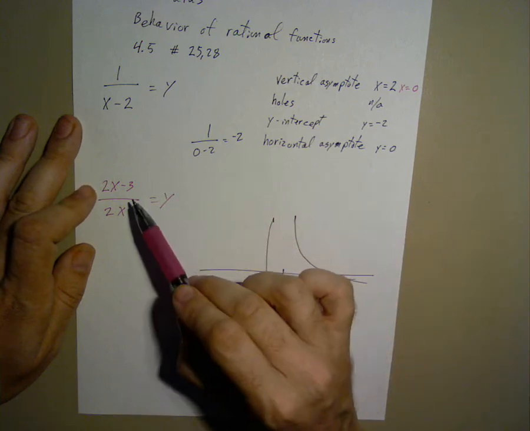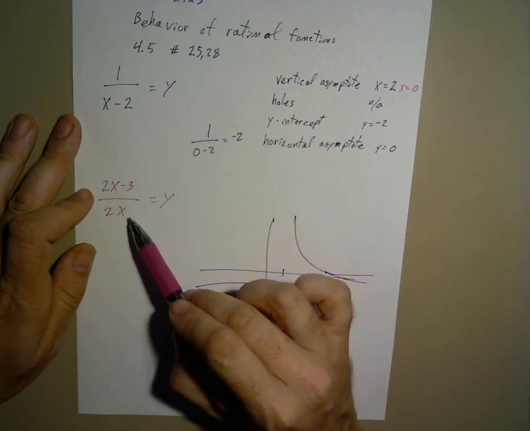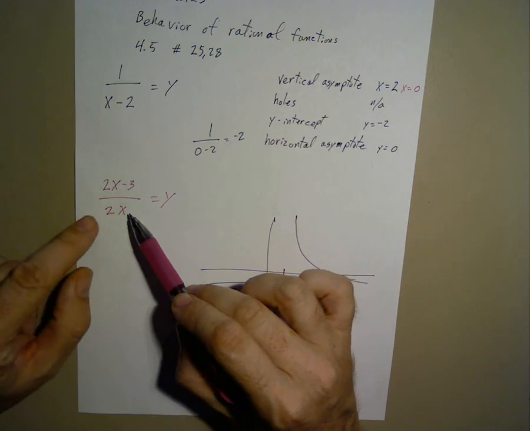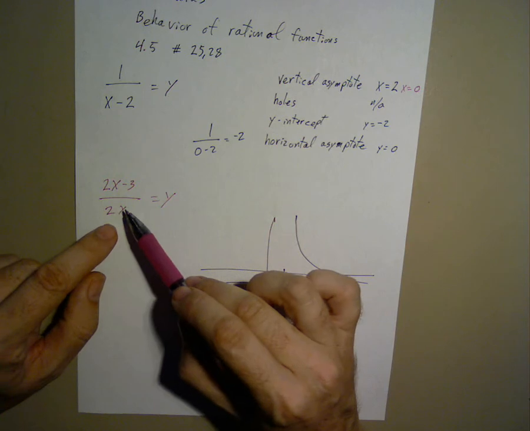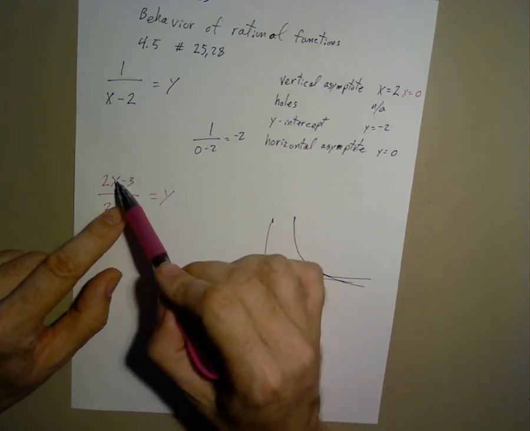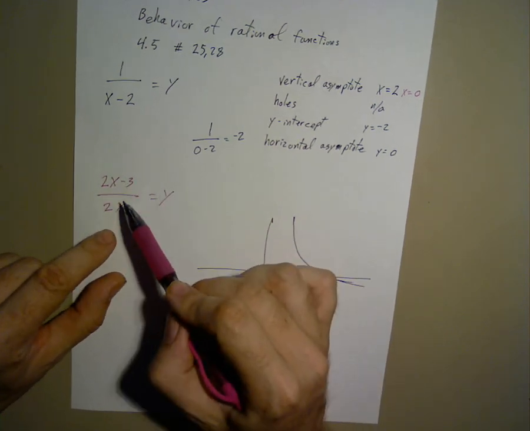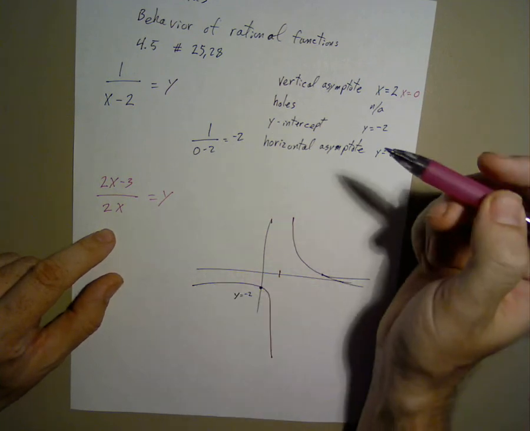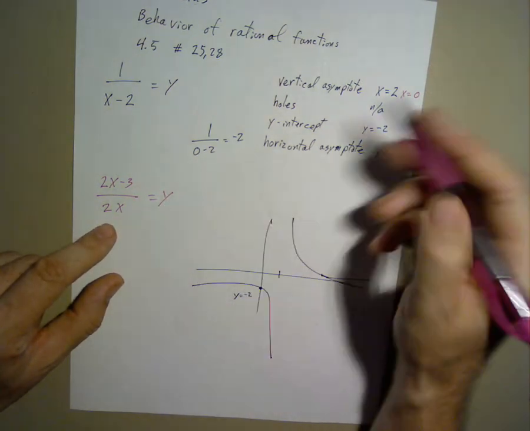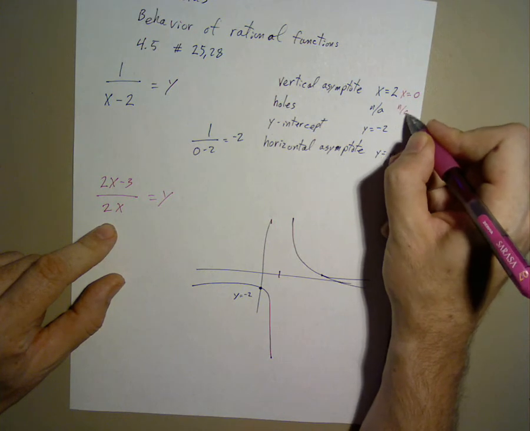The only time we have a hole is when we have a 0 over 0 situation. So if the denominator only equals 0 when x equals 0, then we can plug 0 into the numerator. We get negative 3 over 0. So we can conclude there are no holes for this function. Not applicable.